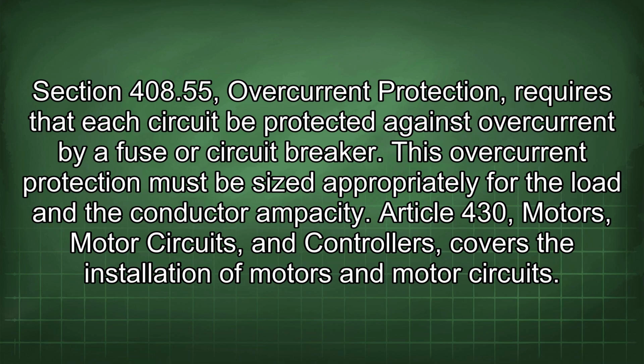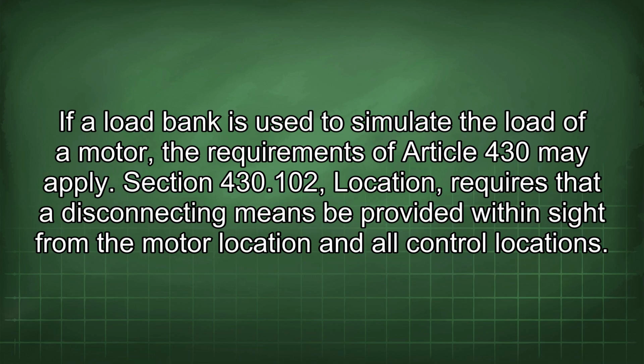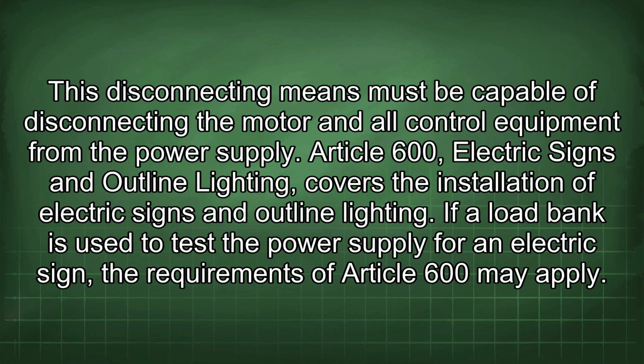Article 430, Motors, motor circuits, and controllers covers the installation of motors and motor circuits. If a load bank is used to simulate the load of a motor, the requirements of Article 430 may apply. Section 430.102, Location, requires that a disconnecting means be provided within sight from the motor location and all control locations. This disconnecting means must be capable of disconnecting the motor and all control equipment from the power supply.